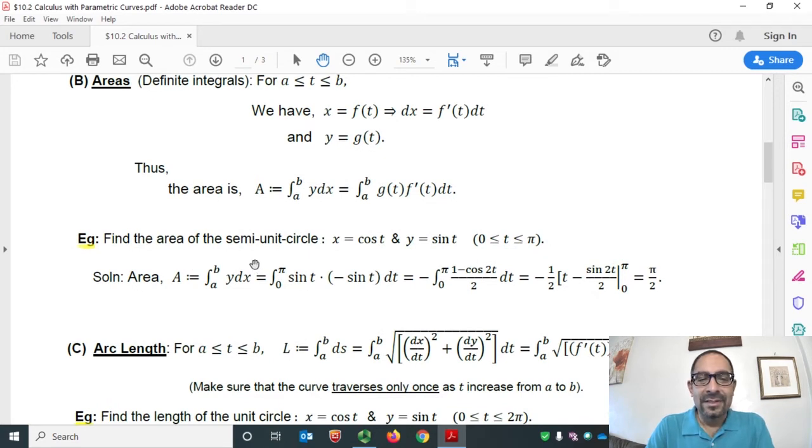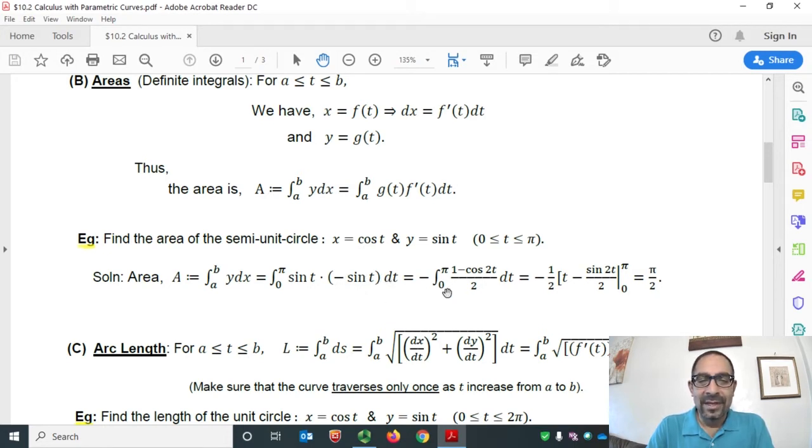Quick example. Find the area of the semi-unit circle. So the equations are x equals cosine t, y equals sine t, and our t lies between 0 and pi. So only the upper half of the unit circle. Area. The formula A equals the definite integral a to b of y dx. Our a is 0, b is pi. So next step, definite integral 0 to pi, y is sine t, and dx is the derivative of cosine t, which turns out to be negative sine t dt.